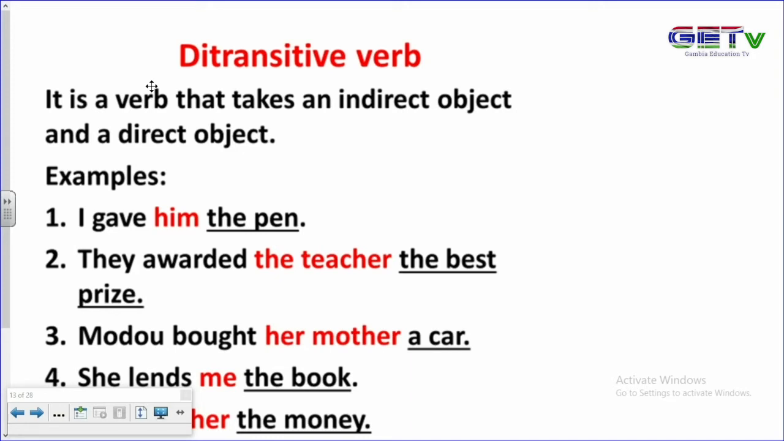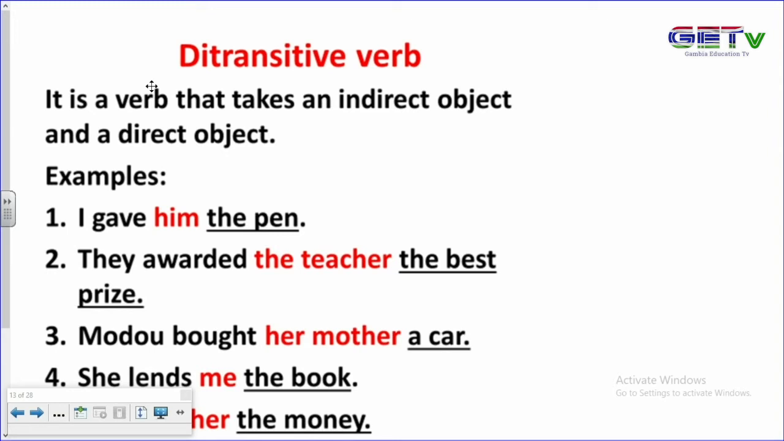She lends me the book. Here also you have two objects, me and the book. She lends. What did she lend me? The book. So the book here is the direct object, and the indirect object here is me.